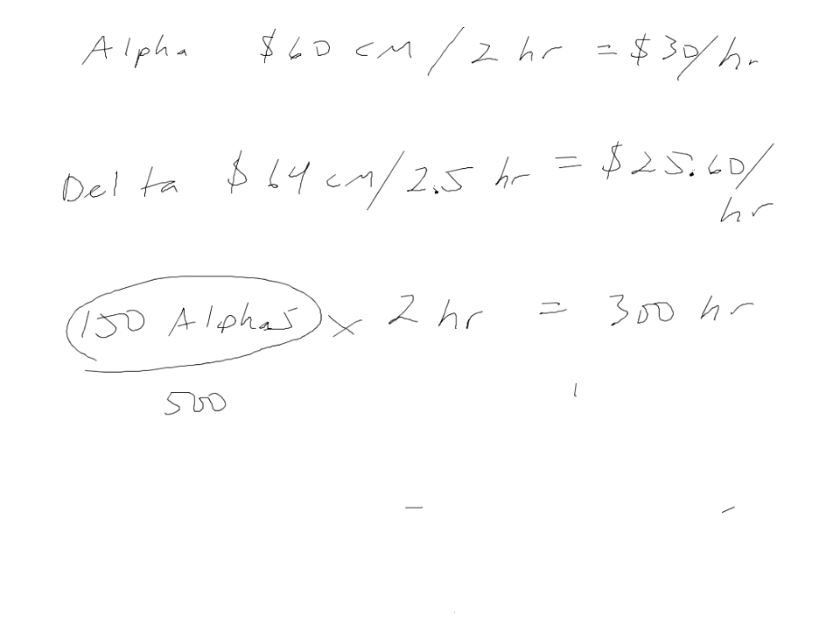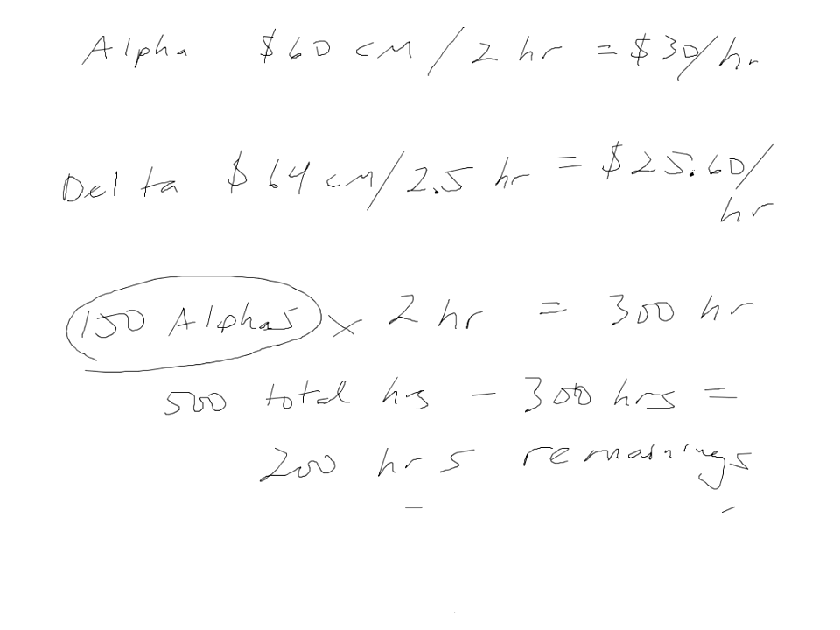So 500 total hours minus the 300 hours for alpha. So we have 200 hours remaining, and those 200 hours we're going to use for delta. So if you have 200 hours and it takes 2.5 hours to make a delta, then that means that you can make 80 deltas.